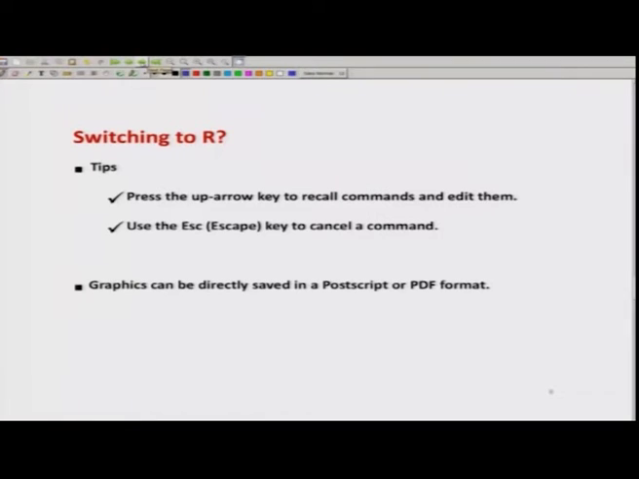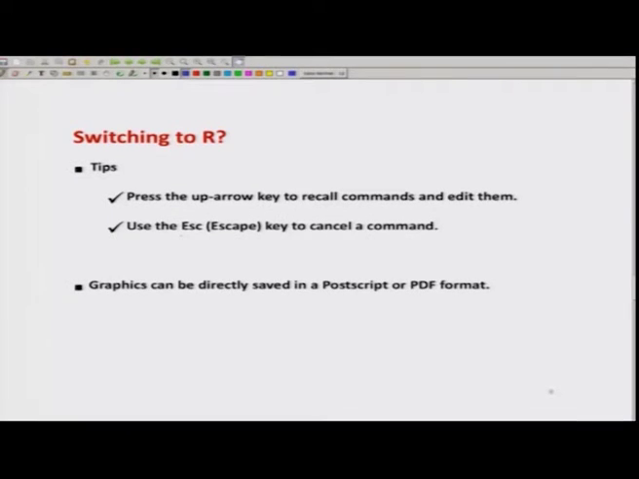Now, some tips for when you are playing with the R software. You can use the arrow keys on your keyboard to move to the earlier commands, and this will help us in editing them. Suppose you are writing something and you want to cancel the command, then you can simply use the escape key, something like ESC on the computer. You simply press the escape key and the execution of the command will be cancelled.